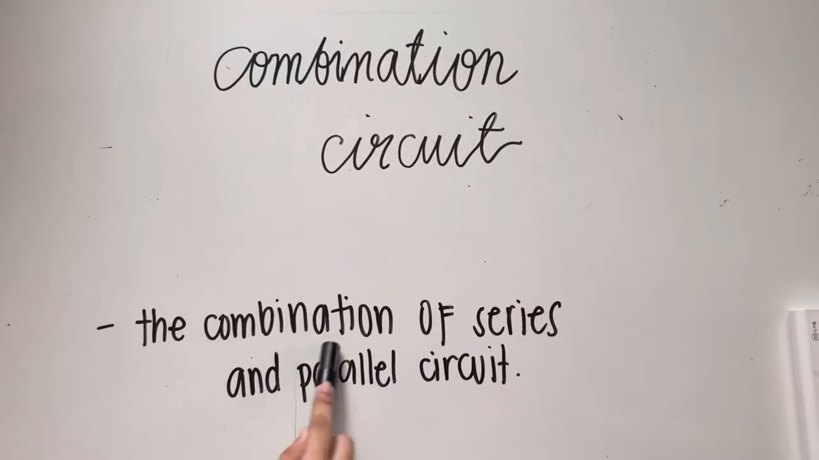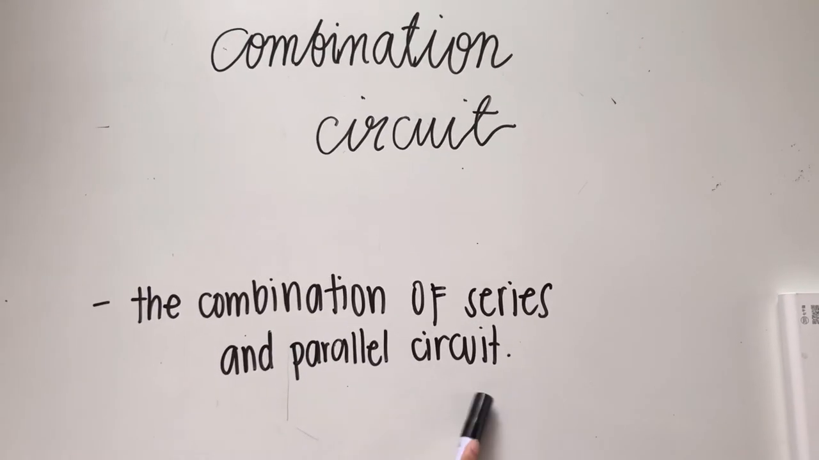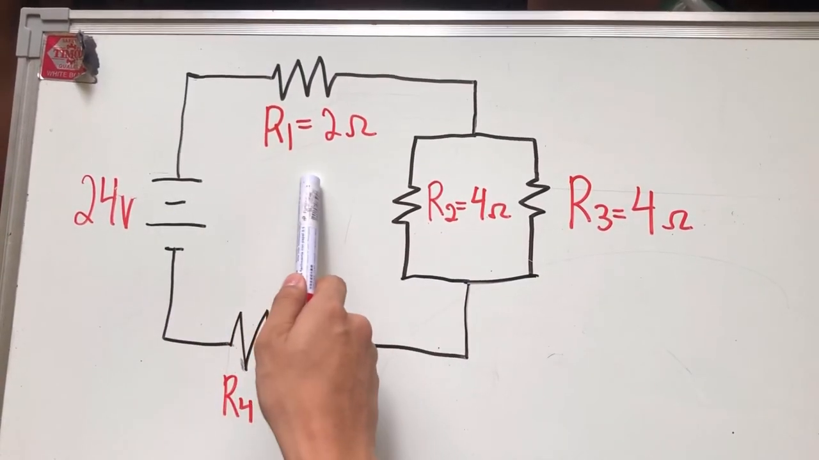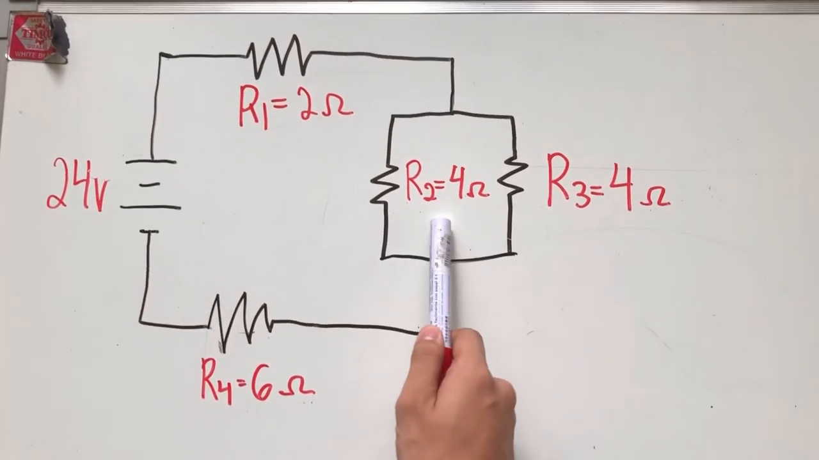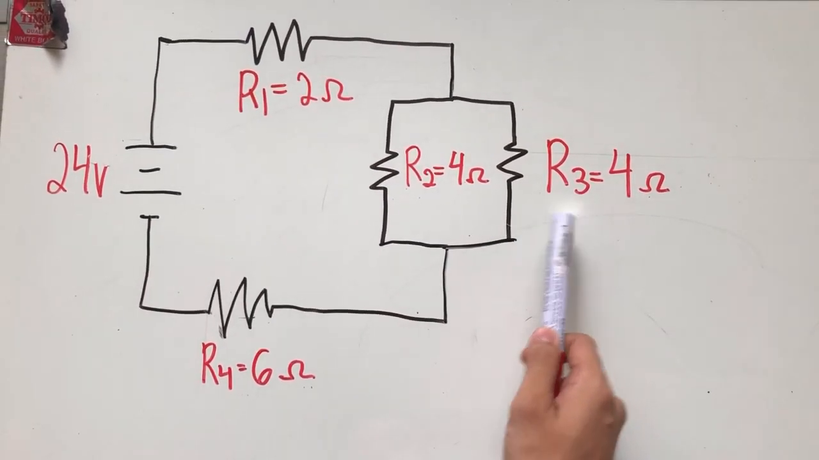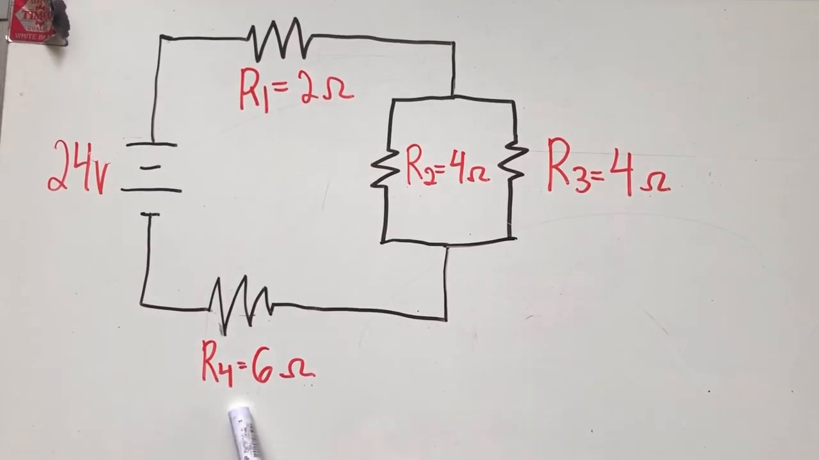Combination circuit, the combination of series and parallel circuit. For example, the total voltage is 24 volts, R1 is 2 ohms, R2 is 4 ohms, R3 is 4 ohms, R4 is 6 ohms.